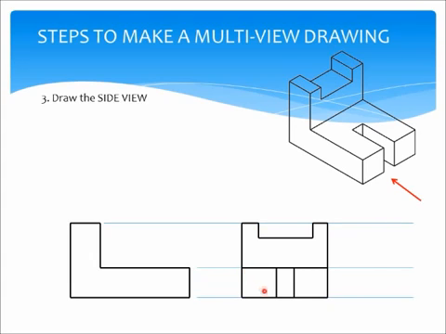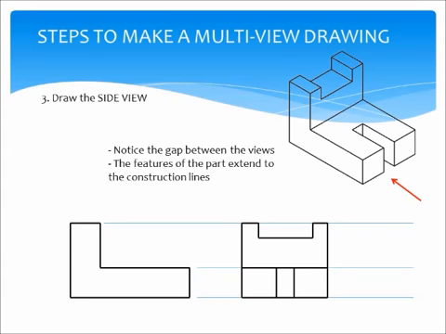Try to understand what's going on here. Front view, side view. You're only drawing what you can see from that view. Again, even though this line is slanted, in the side view it's going to be straight. You'll notice also that there's a gap between the views. I didn't put the side view directly onto the front view, but there's a gap here.